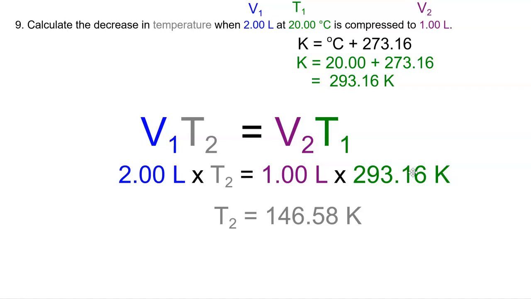Then I can proceed with my math. In this particular problem, our unknown is on the left. So we're going to multiply the 2 numbers on the right and then divide by 2 liters. When I divide by 2 liters, the unit of liters cancel, leaving me only units of Kelvin, which makes sense because we are solving for temperature. Please pause the video and make sure you can work through this problem and get my answer.